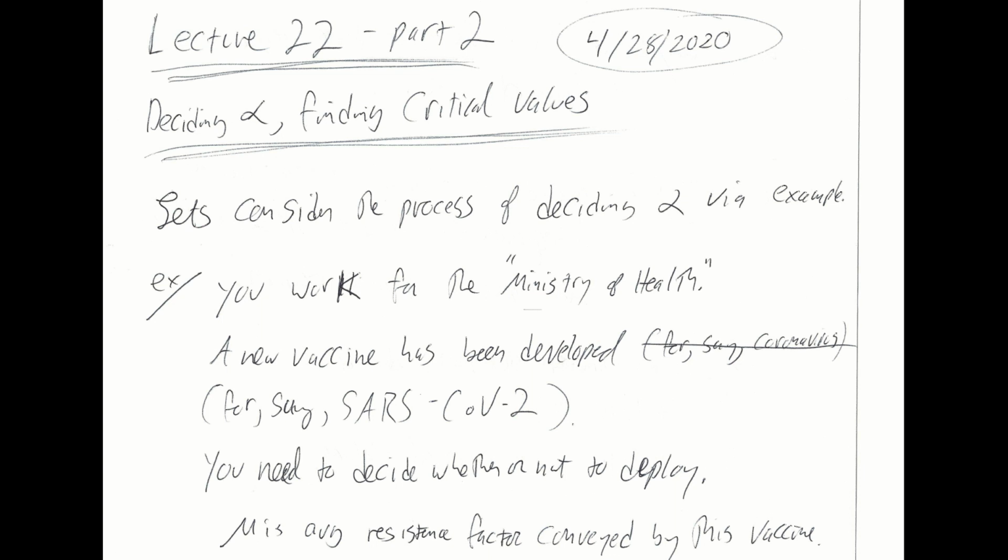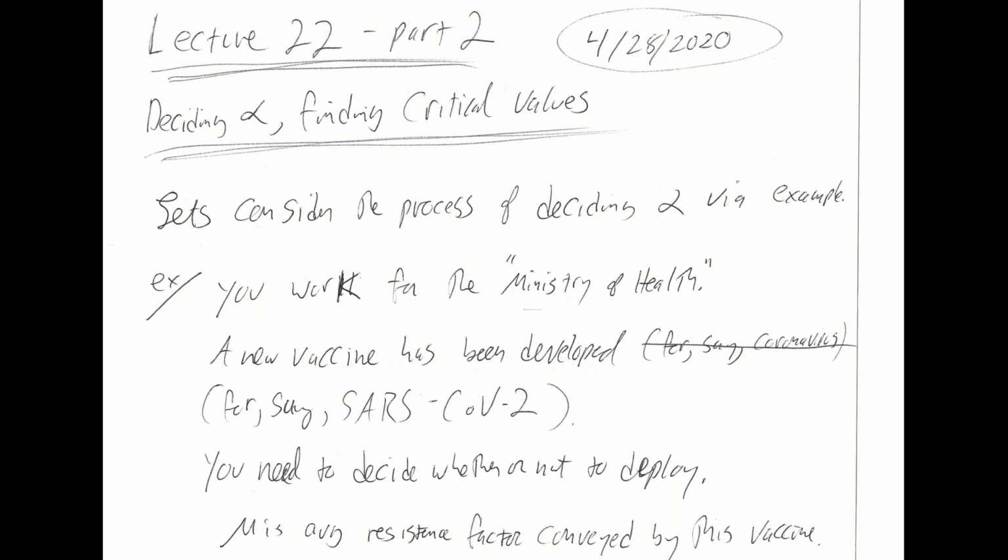More realistic, as we have said, is the process of deciding what alpha should be ahead of time and then using that value of alpha to determine what the critical values for your test are. Once you have the critical values, you have the acceptance region, you have the critical region. That's the realistic scenario. So here's an example of how that kind of scenario might play out.